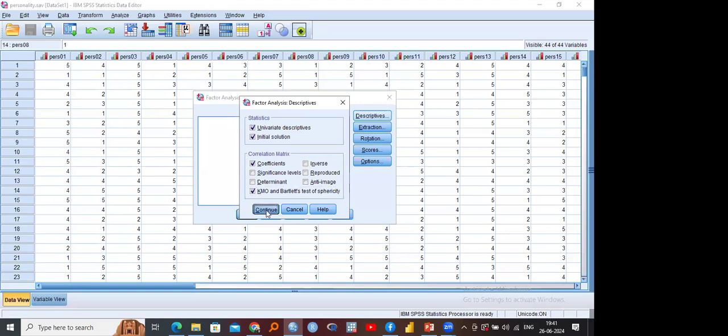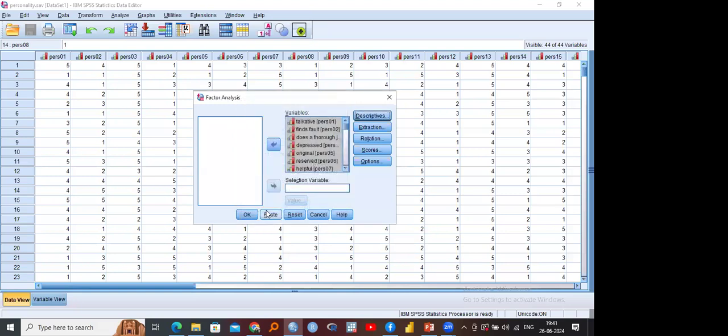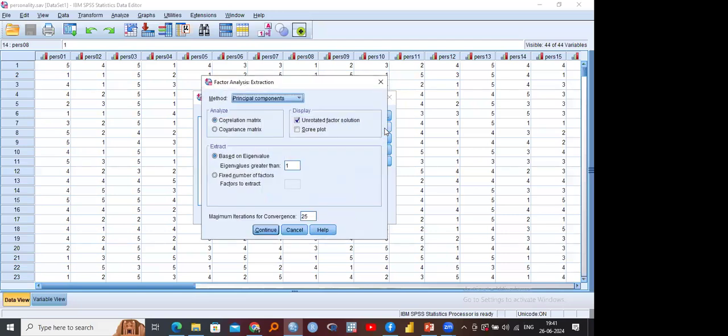Click on continue. Okay. Then go to extraction. Now these are different types of methods by which you can perform factor analysis. Principal component is one method, which we have also discussed, PCA as it is called. We will be doing that only.